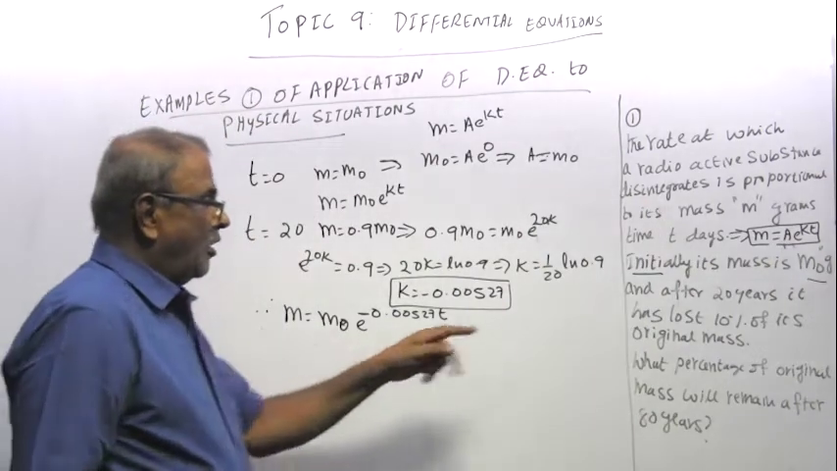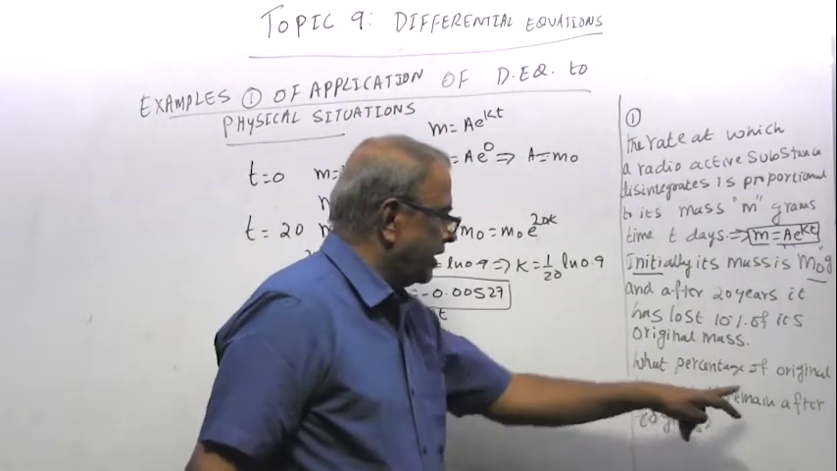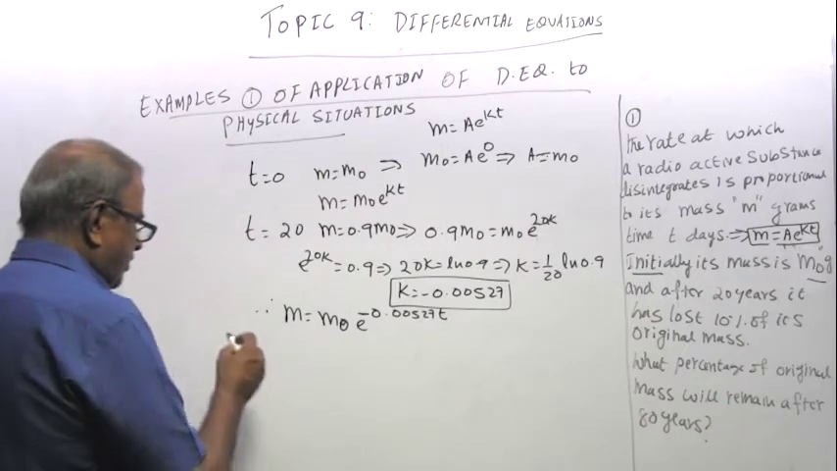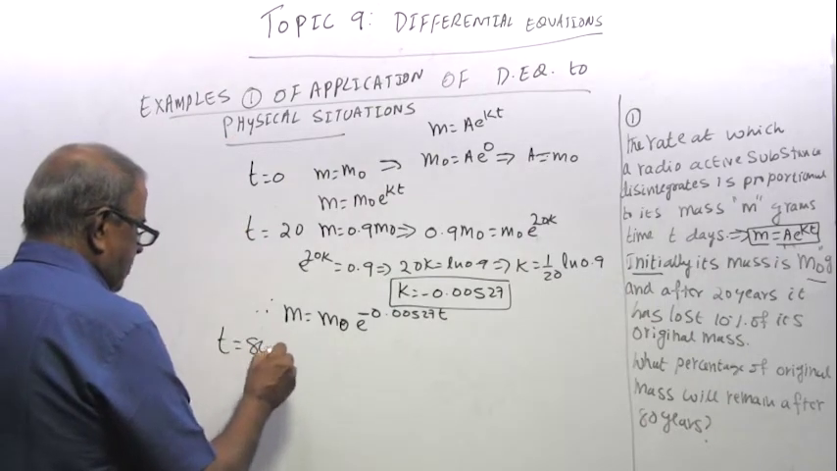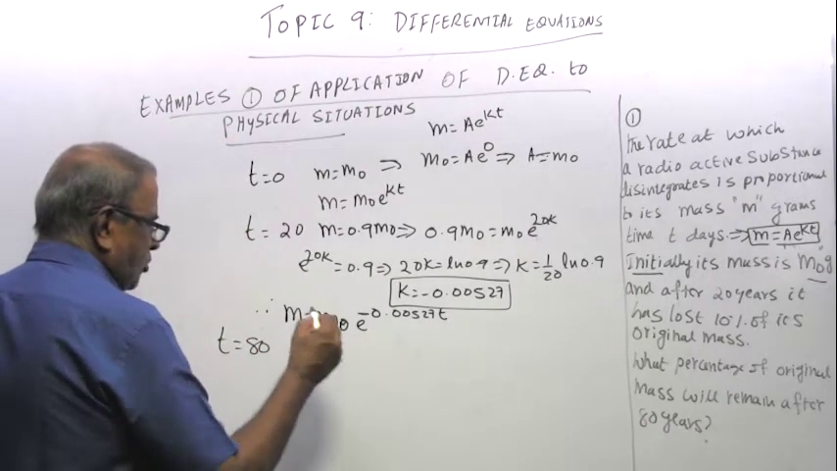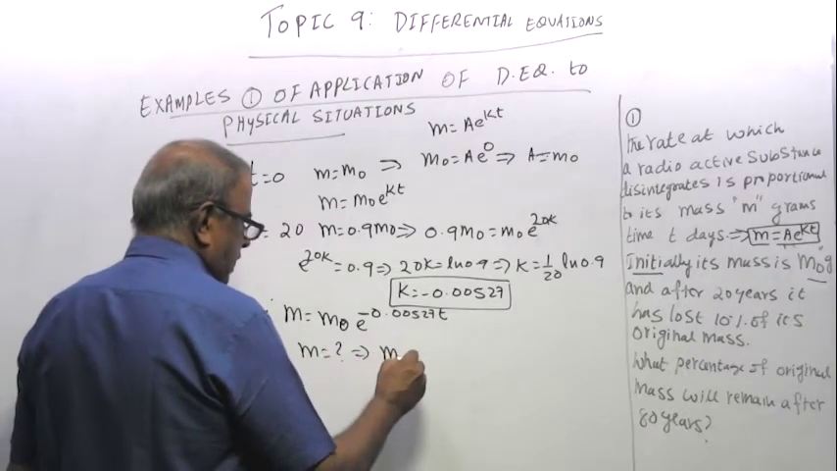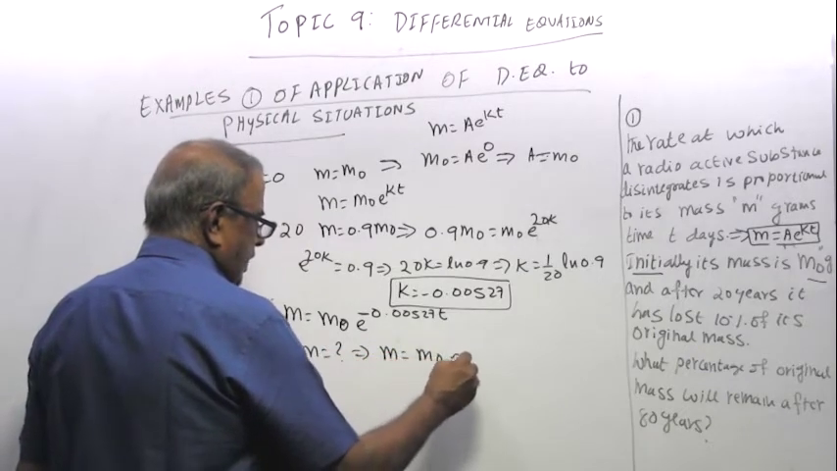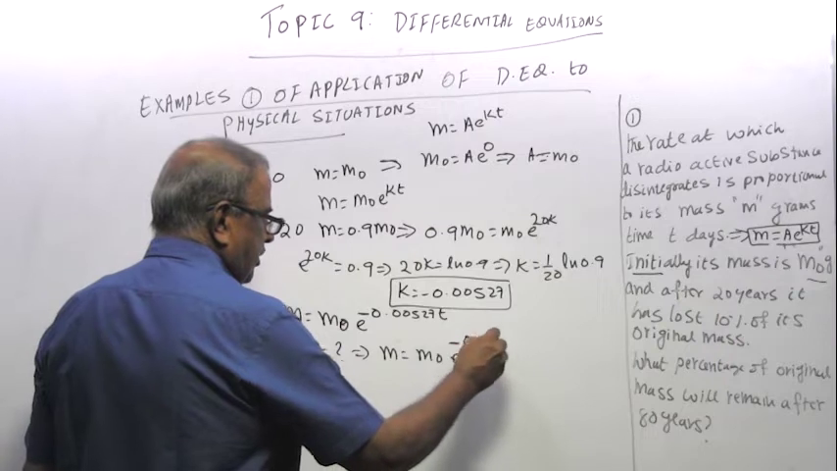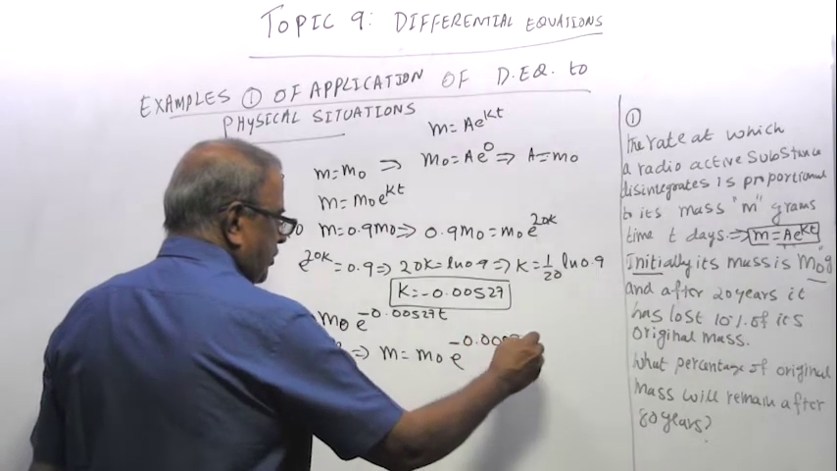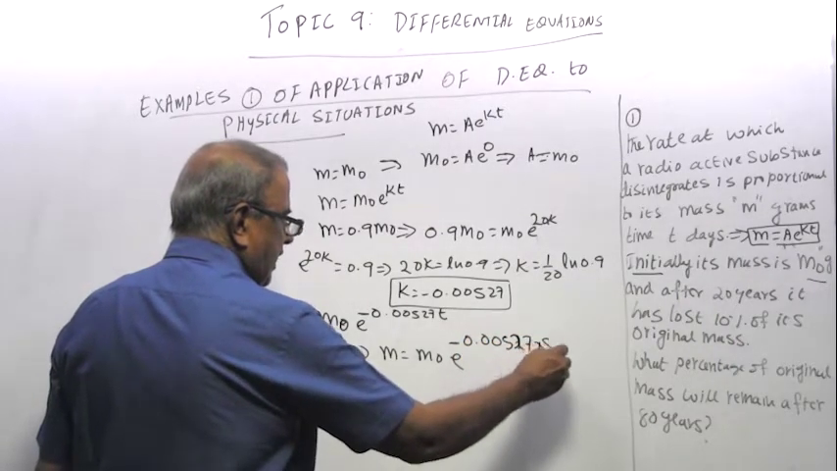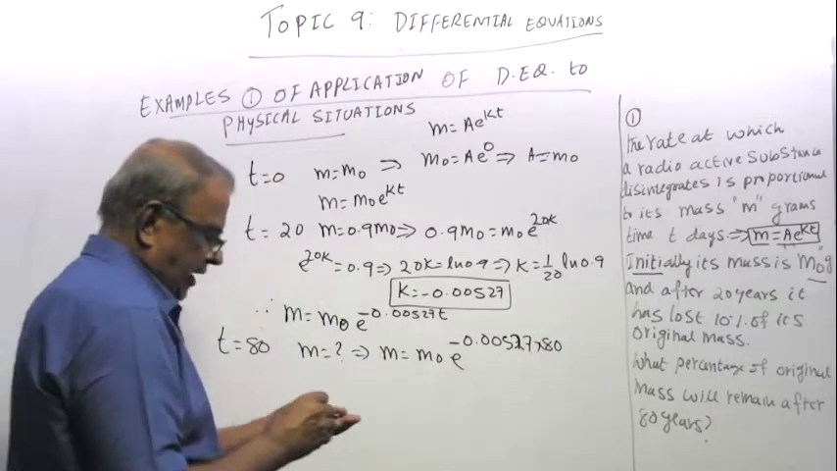Now he says, what percentage of original mass will remain after 80 years? So we want to find t equal to 80, m equals what? So m equal to m naught e to the power minus 0.00527 times 80. Let's find that.